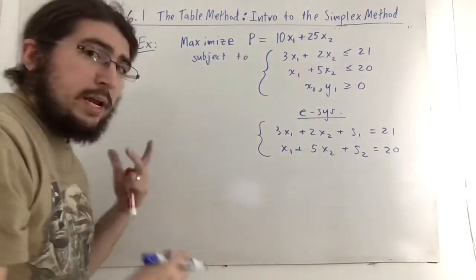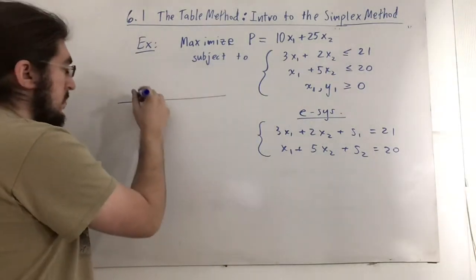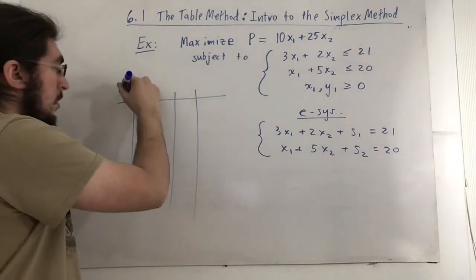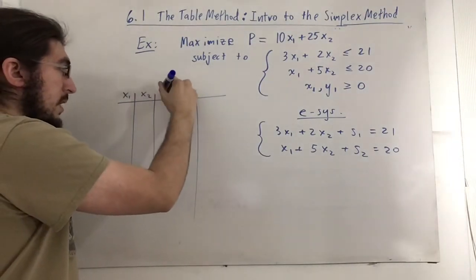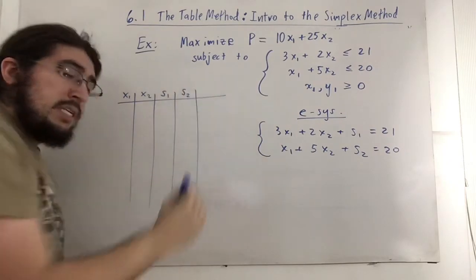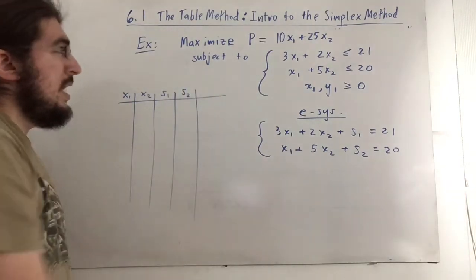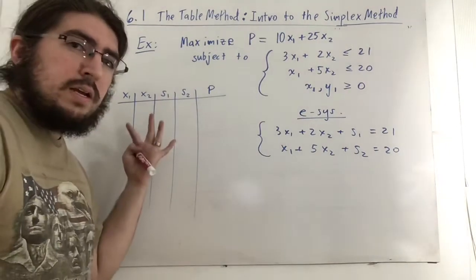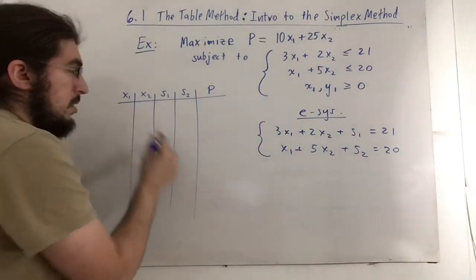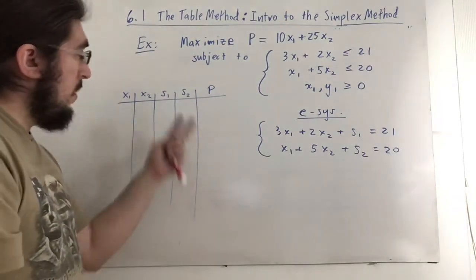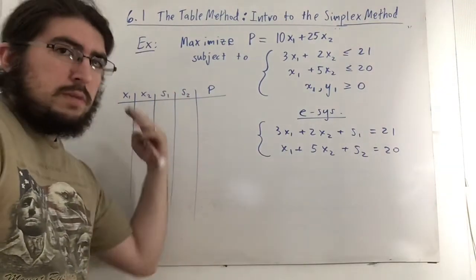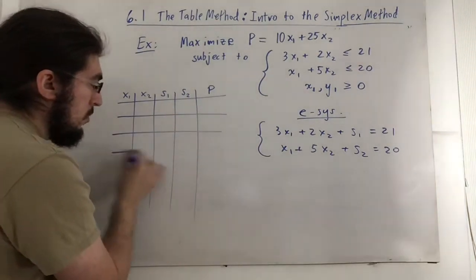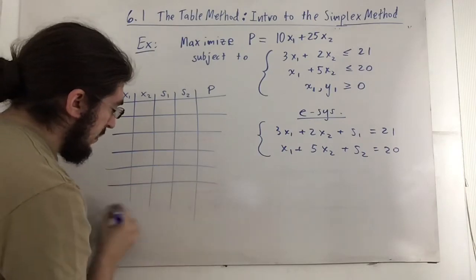Now we're going to create our table. Okay, so we need a column for x1, a column for x2, and then a column for each of our slack variables, s1 and s2. And then finally a column for p that we'll establish after the fact. But first we want to get all of the entries sorted out. So how many rows will there be? Well, since m is 2, you'll get 6 just like we did in the previous calculation. There will be 6 rows. So 1, 2, 3, 4, 5, and 6.